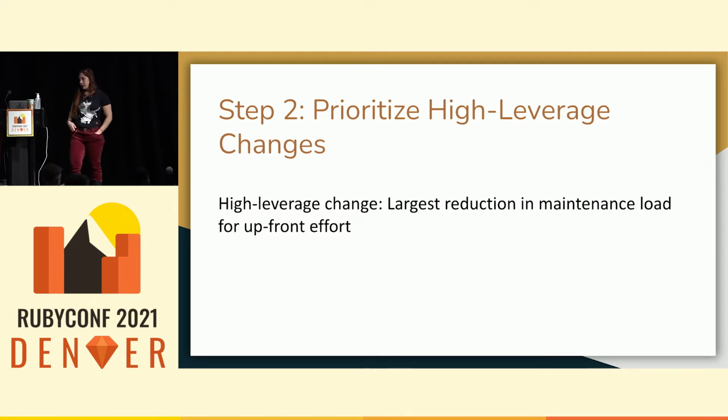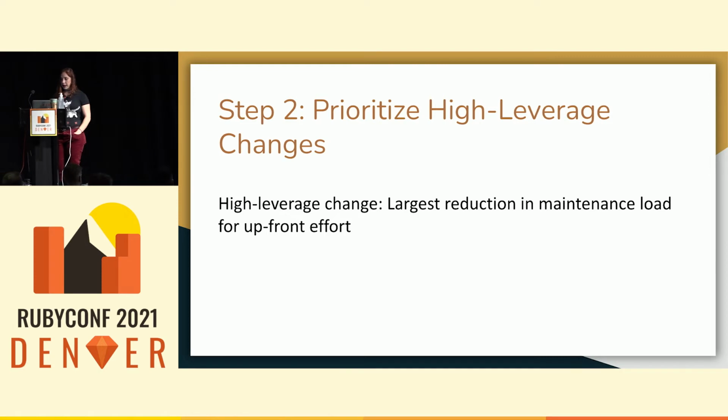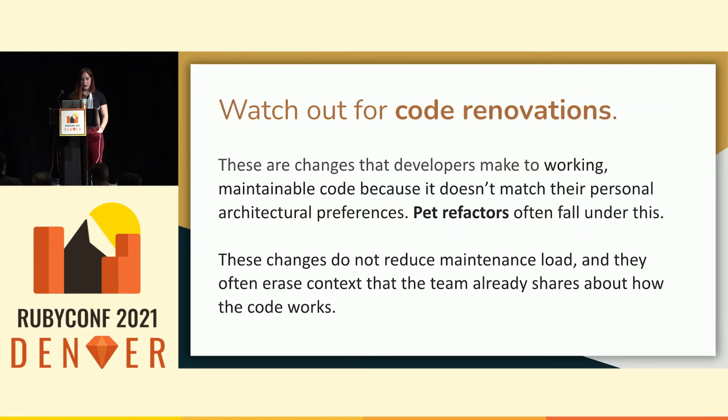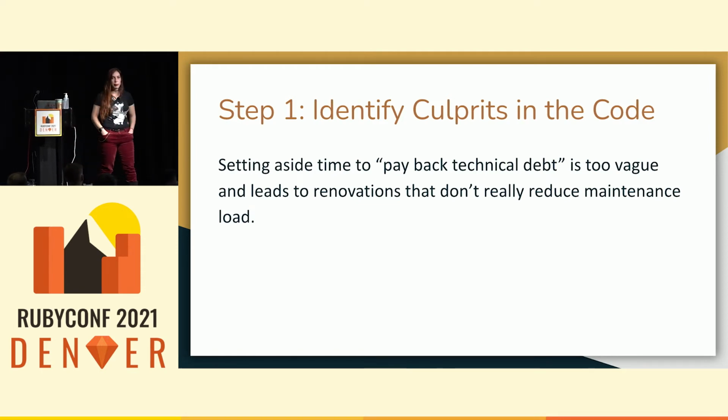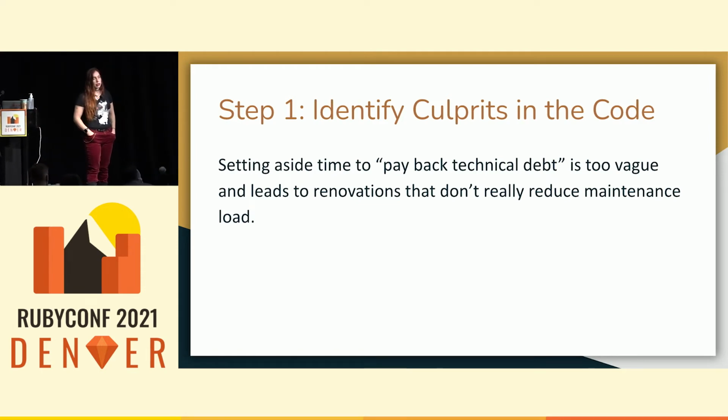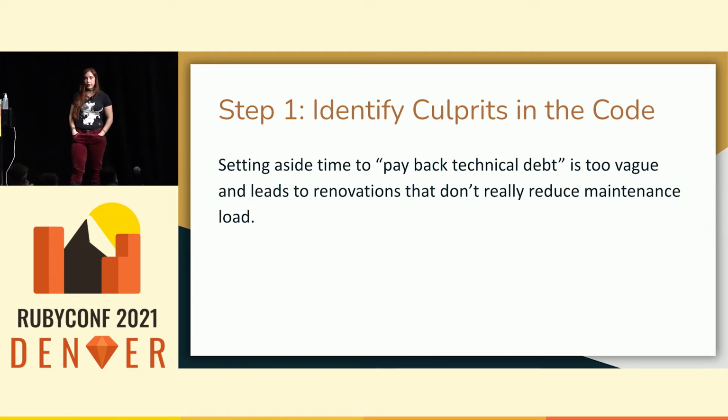So here's what I'll say. How are you going to identify these culprits in the code if it's not just based on what you personally don't like? This is a place where I recommend collecting some data from your team. You have some options here.